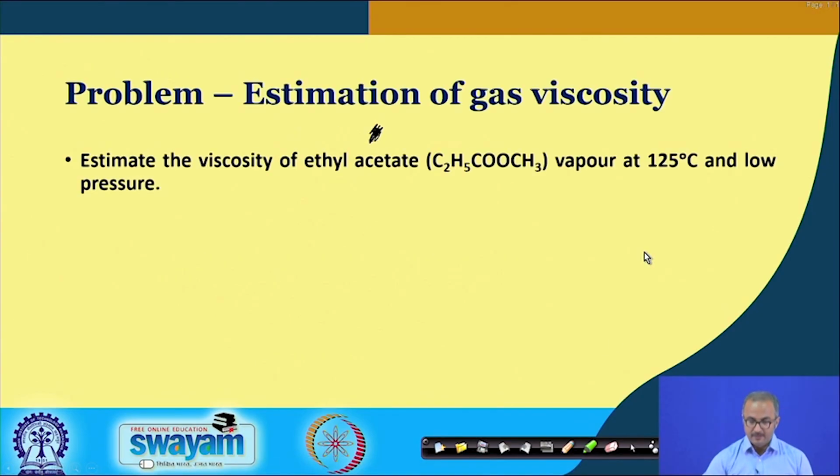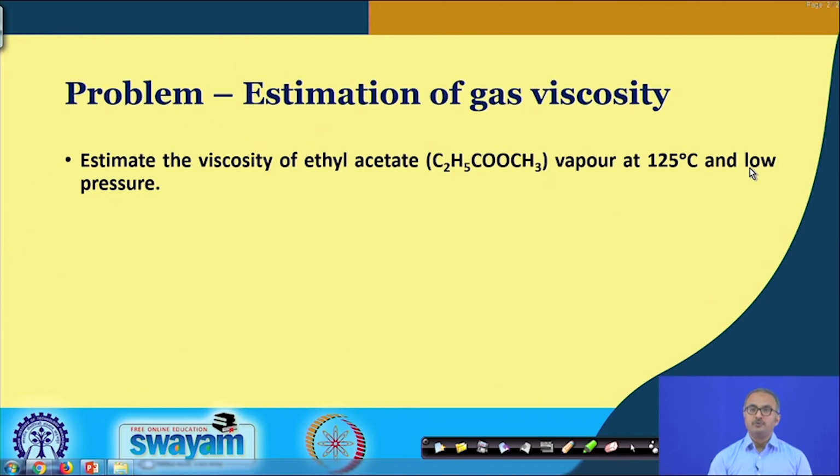Next we come to a problem to estimate the viscosity. Now in this case we are going for the gas viscosity, and the gas is ethyl acetate, and perhaps you know the formula is C2H5COOCH3, and this is in vapor state, and the temperature is 125 degrees centigrade, and the pressure has not been mentioned, it is a low pressure.